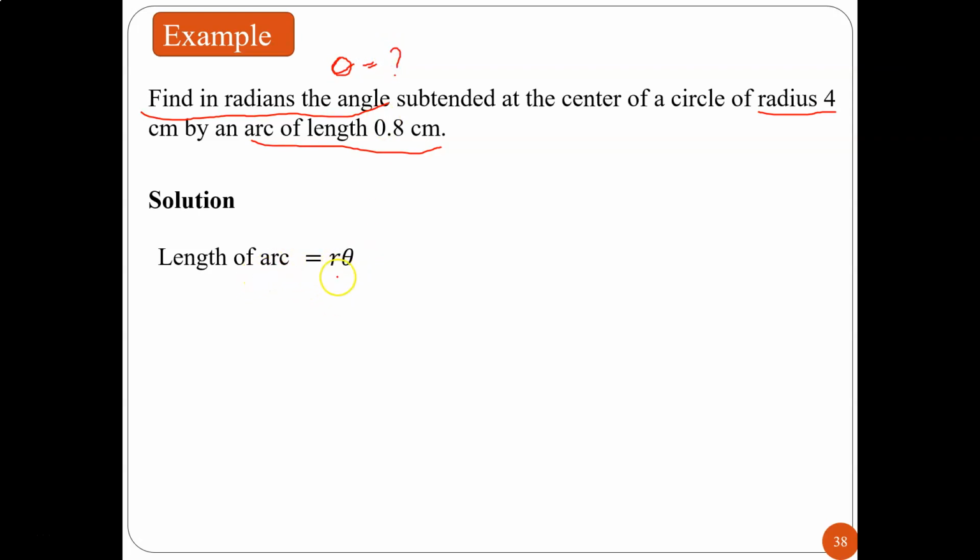So length of arc, this is the formula, equals r theta. You have the length of arc already, which is 0.8, and your radius equals 4. The only thing we don't know is the theta. So you're going to obtain that theta is actually 0.2 radian. No need to change it into degree form. We always use theta in radian. So make sure when you calculate or key in the values into your calculator, make sure the calculator is on radian mode, not in degree mode.